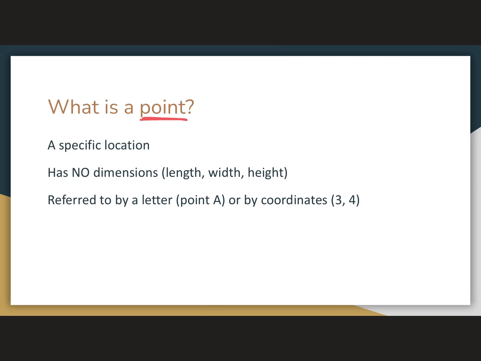What is a point? A point is just a specific location. It has no dimensions. It does not have length, width, height. It is not even one-dimensional. It's zero-dimensional. It has no dimensions. We refer to them as point A or by their coordinates. So you might see something that looks like point A, point C, or a point might be labeled as (3, 4).